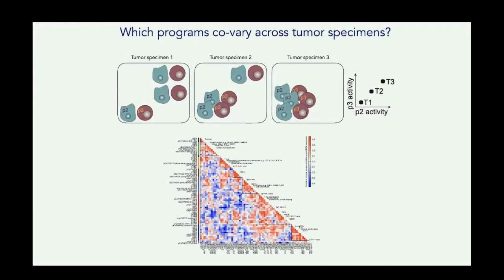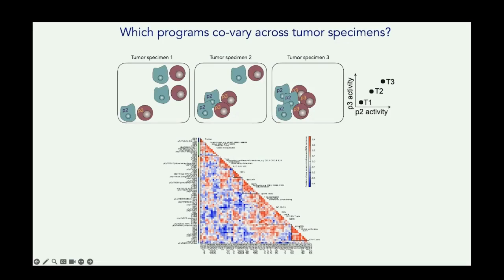And what we were able to do is to then use these cell programs to ask which cell programs are correlated in their level of activity across cells. So for example, imagine a tumor specimen, 1, 2, and 3 different tumor specimens from different people. And you ask the question, are programs in different cells, let's say program 2 in one cell type and program 3 in another, correlated to each other, such that as you go from tumor to tumor, if you get higher amounts of the P2 program in these cells, you get higher amounts of P3? So is there a correlation between them?